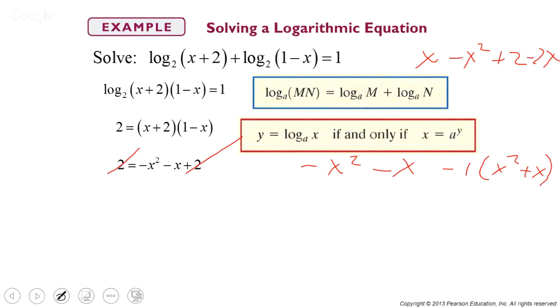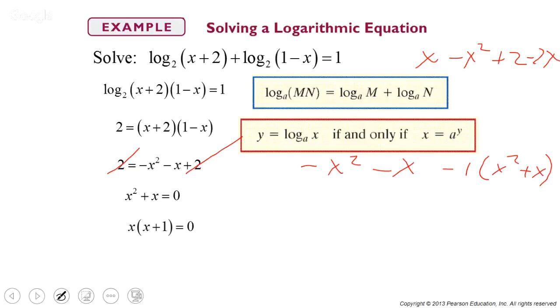And that gives me negative 1 times x squared plus x. And then, since I have 0 on the other side, if I divide through by negative 1, I will get x squared plus x. So now I can factor that because it's equal to 0. So let's go ahead and factor. I can factor out an x.